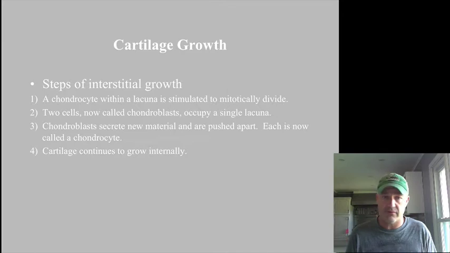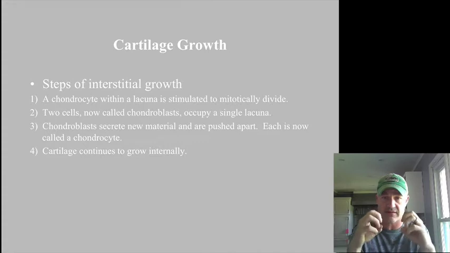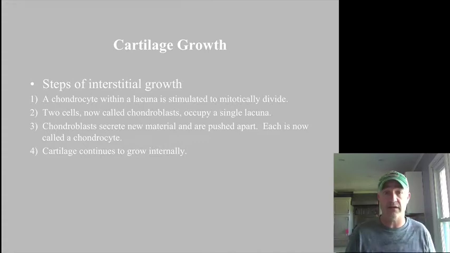Interstitial growth, really with cartilage, a chondrocyte is going to be within that little island, that lacunae. You're going to have one in there. What's going to happen is that cell's going to divide. Now you have two chondroblasts in this lacunae, and they're going to secrete matrix until they're separated again and in their own little lacunae again, at that point called a chondrocyte.